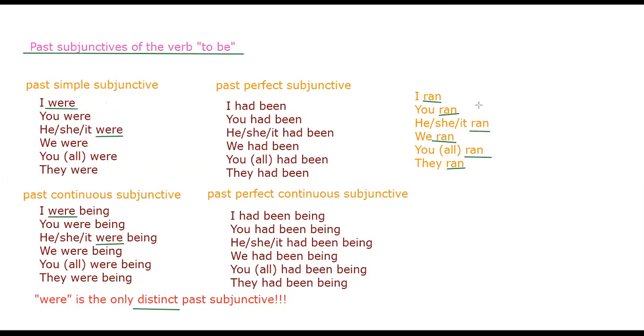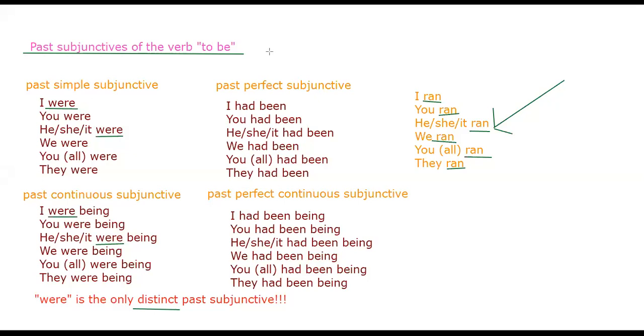But for all other verbs, like ran, every verb is just the same conjugation, and it's going to be the same as the indicative. So I ran is both indicative and subjunctive. It's not going to change. Only were changes here. Everything else stays the same. So if I ran really fast, would that be subjunctive or indicative?